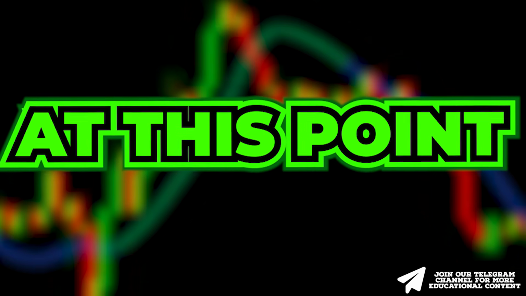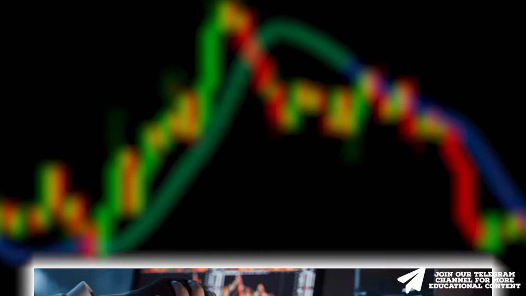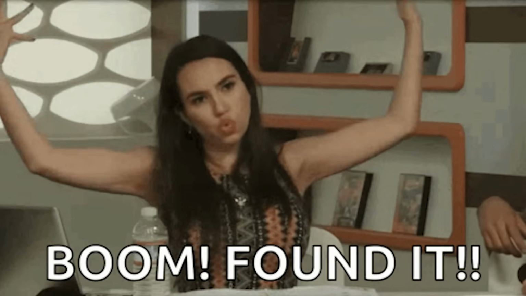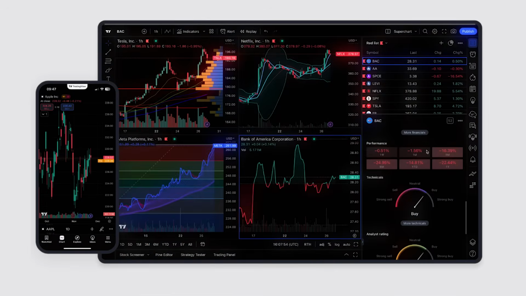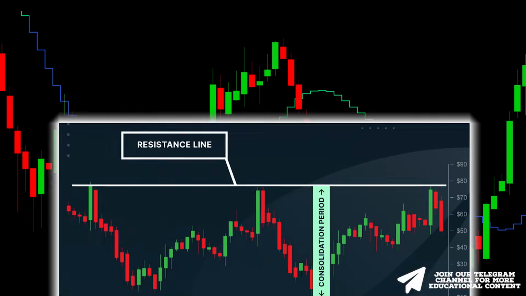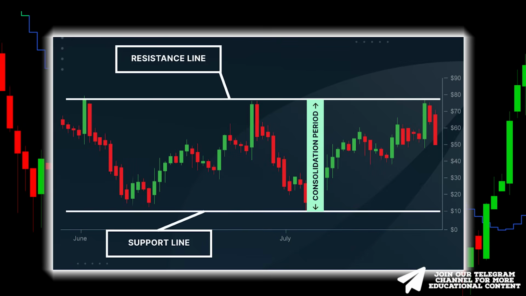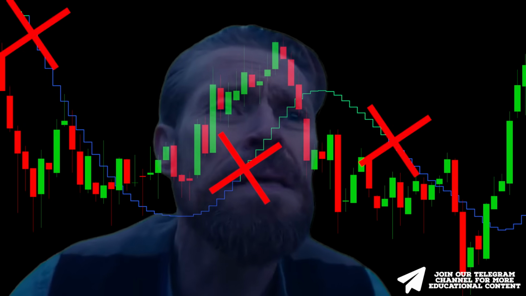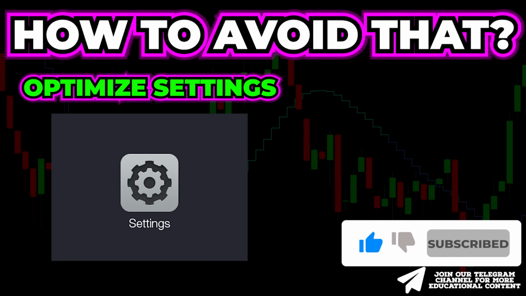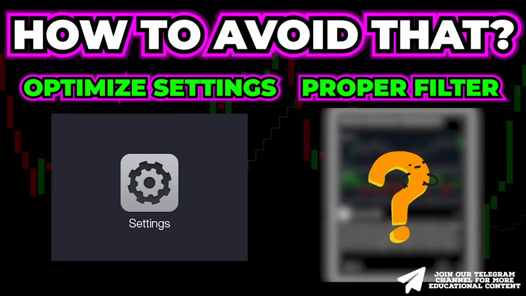At this point, 90% of traders make the same mistake over and over again. Once they discover the indicator's name, they jump right into TradingView and start trading. Don't be like them, because your trading will only hold up until the first consolidation phase, where a wave of fake signals will blow your account. To avoid that, we need to optimize the indicator settings and find an effective trading filter.